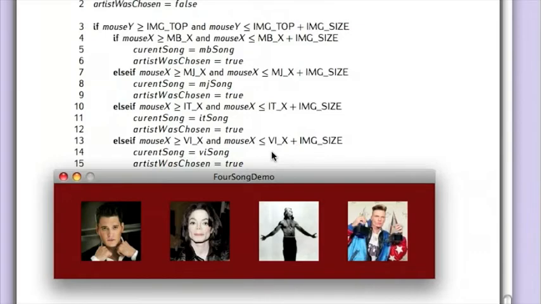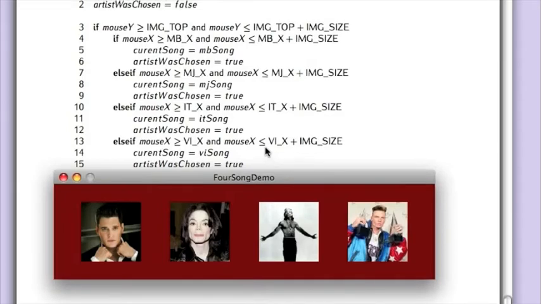Oh, hello there. I want to try to explain the decision making that happens in the four song MP3 player example. The example uses nesting and chaining of if statements, which can be pretty complicated. Let's see if some visuals help out.